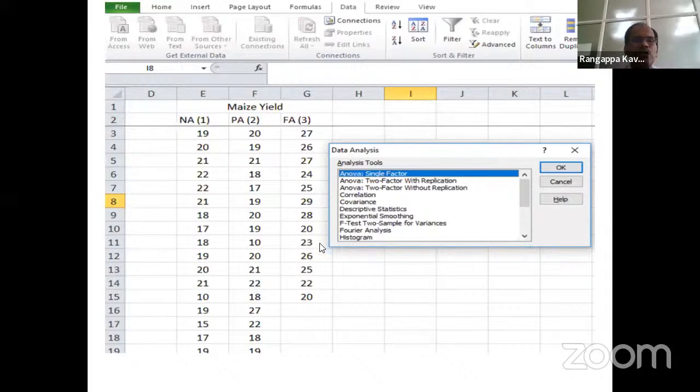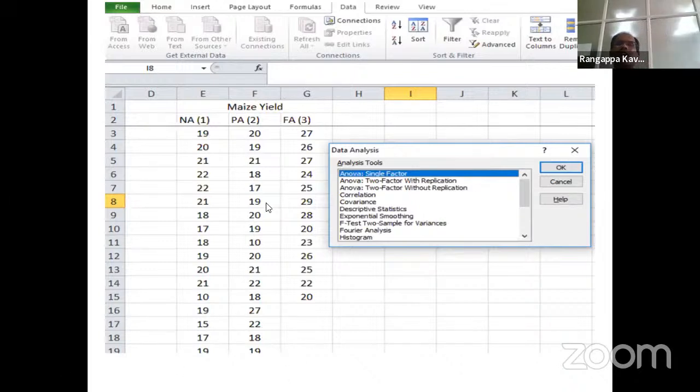We have 3 groups of farmers. You can clearly see in column E, column F, column G, I have taken 3 groups of farmers. First group is NA, non-adopters group. In the second group, that is in F column, you have PA, partial adopters group of farmers. And in G, you have fully adopters group of farmers. See here, for the NA group, I have taken different sample farmers. These are all different farmers for whom we have obtained the maize yield like this.